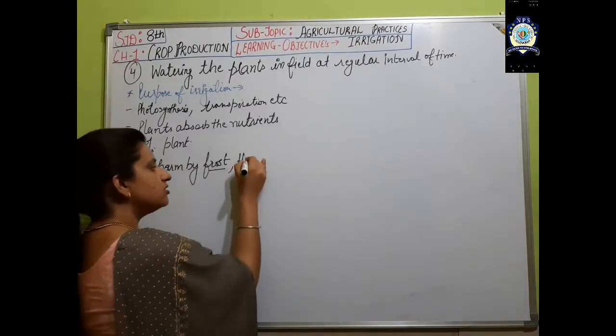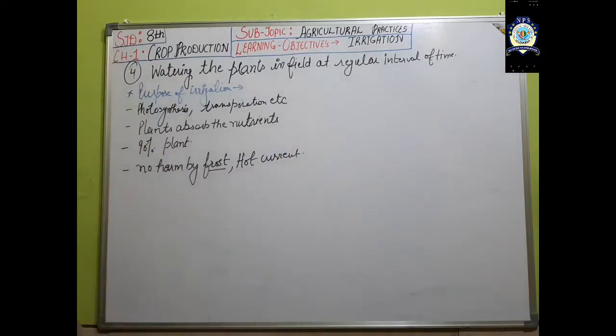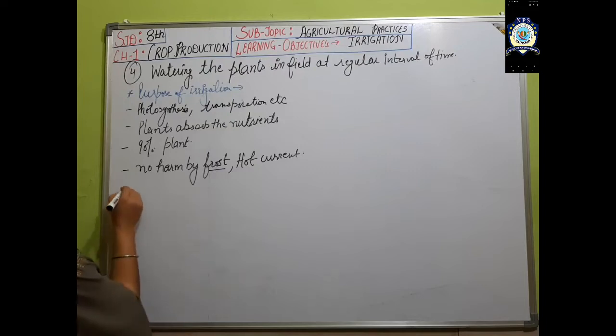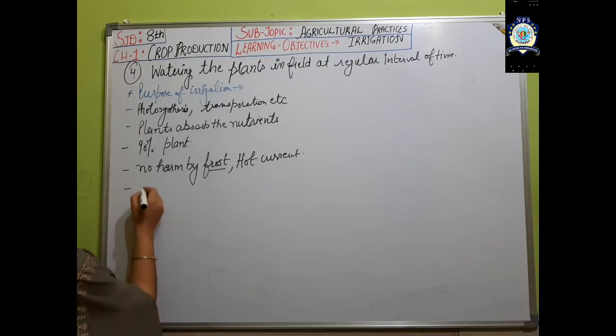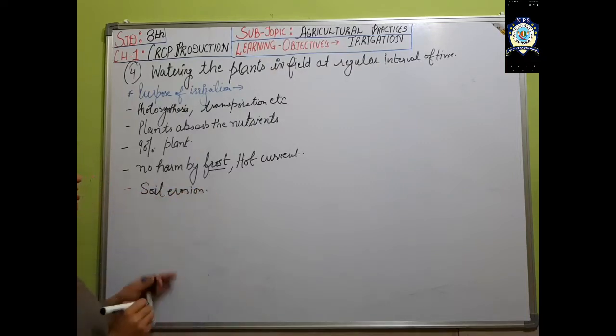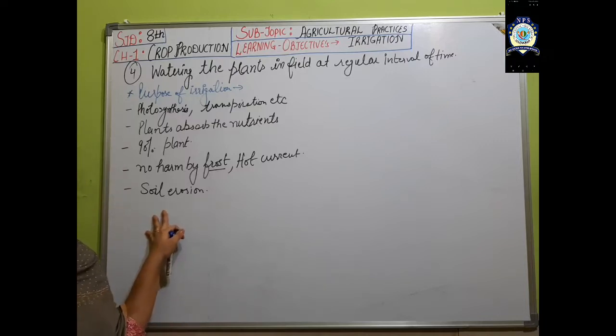And if there are hot, dry currents, they are also not harming if the soil is fully lodged with water. Then irrigation will not allow easy soil erosion. So these are some of the facts which show that water, and especially irrigation, is very important for a good yield of the crop which we are sowing in the soil.